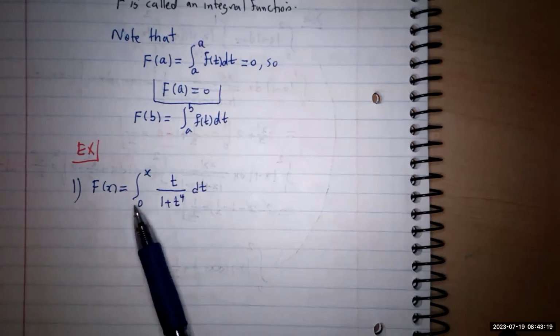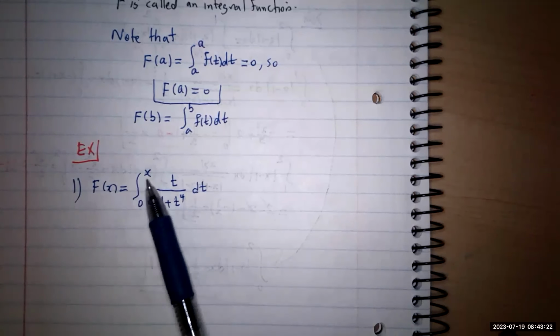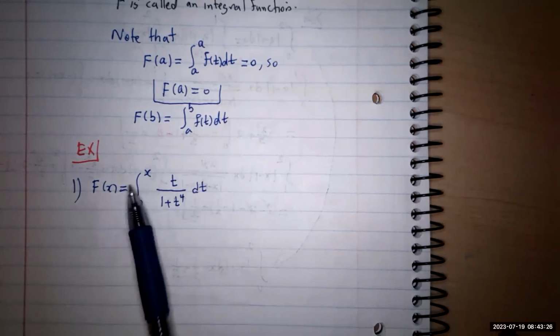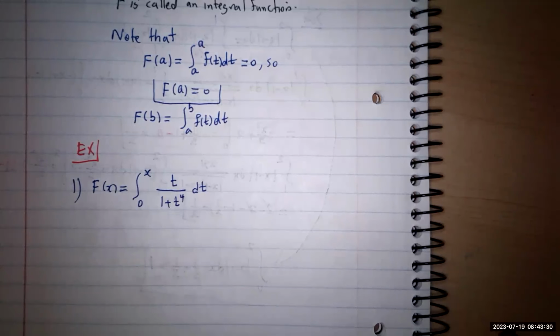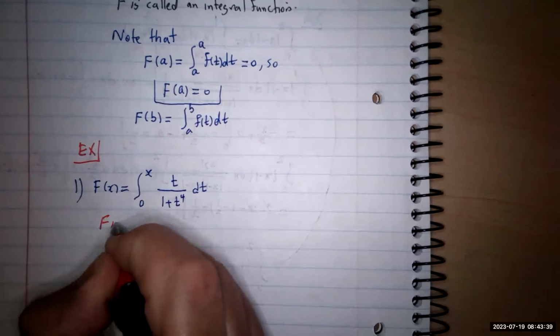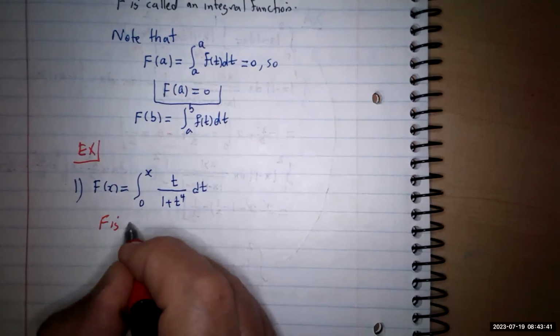F of 0 is the integral from 0 to 0. 0 to 0 is 0. But if you want to find f of 1, the integral from 0 to 1 of t over 1 plus t to the 4th dt, you have to use a calculator. You can do it. So f is an integral function.